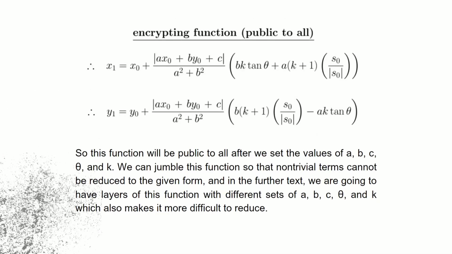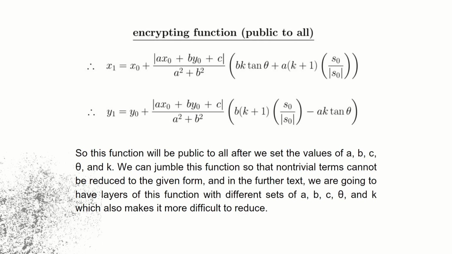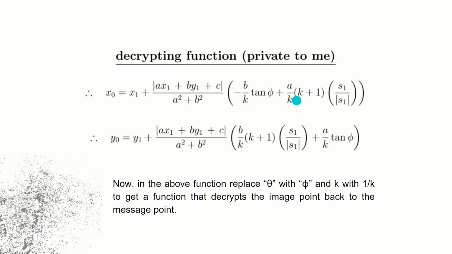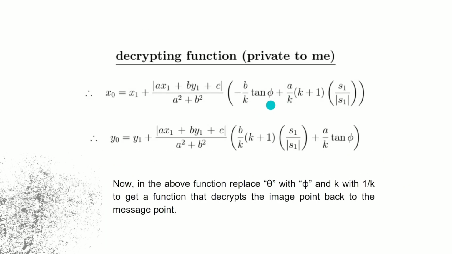Now one more thing I would like to draw attention to is that x0 and x1 and y0 and y1 are interchangeable in the encryption and decryption functions, as you can easily see here, right? The only change is that you change k with 1 by k, and theta is changed with phi. That's the basic change we mentioned here, and the logic of why we did that is as I explained.